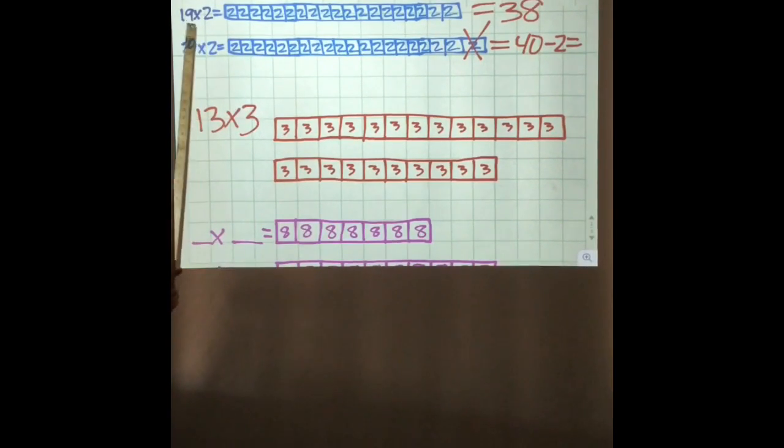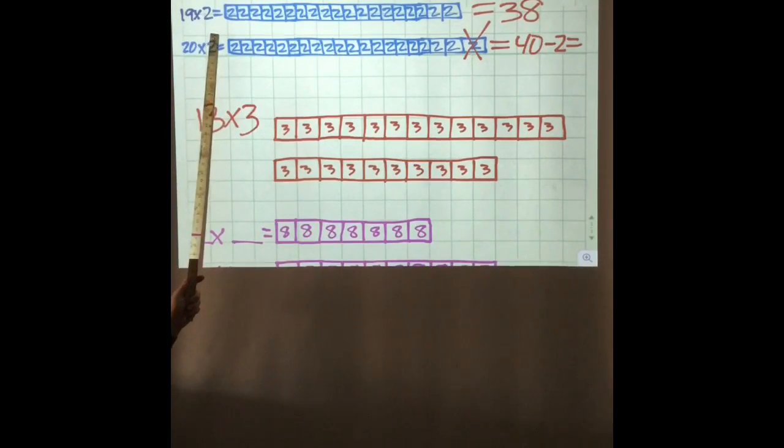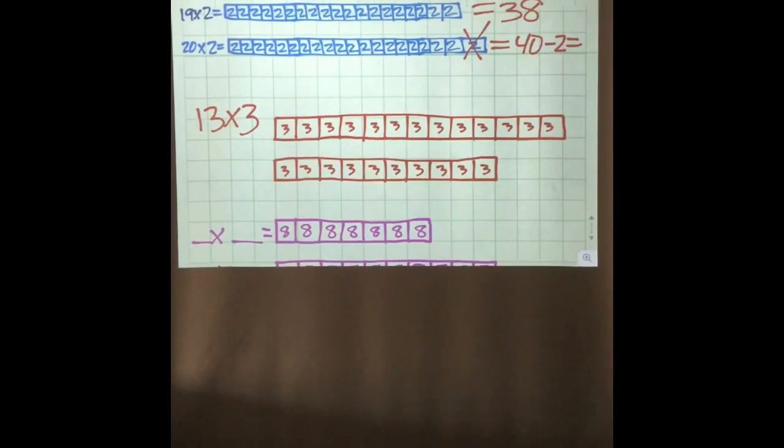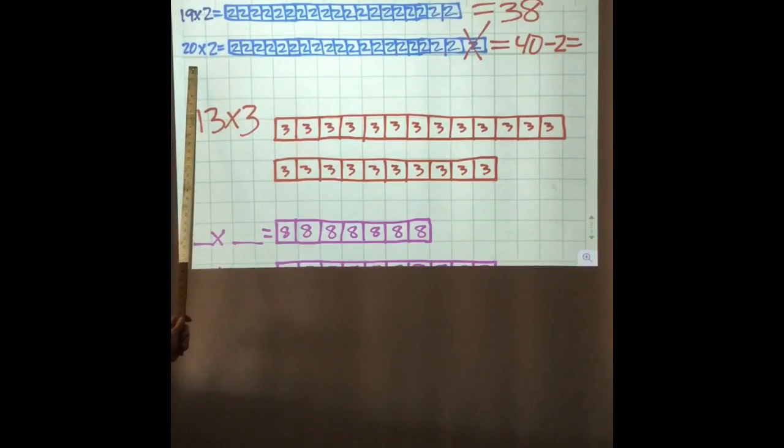We had, what was the 19 again? The 19 stood for 19 boxes of 2s. Now we were doing mental math. Can we do 19 times 2 in our head? Probably not. So we rounded our 19 up to 20.